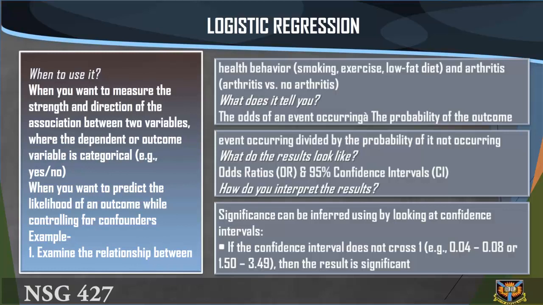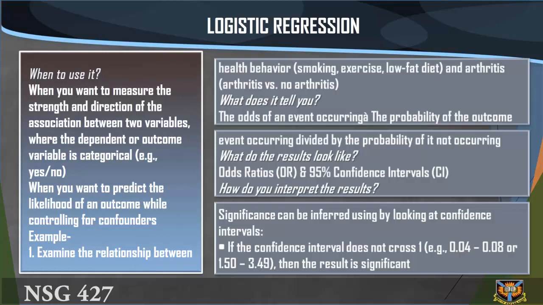What does it tell you? The odds of an event occurring: the probability of the outcome event occurring divided by the probability of it not occurring. What does the result look like? Odds ratios, OR, and 95% confidence intervals, CI.